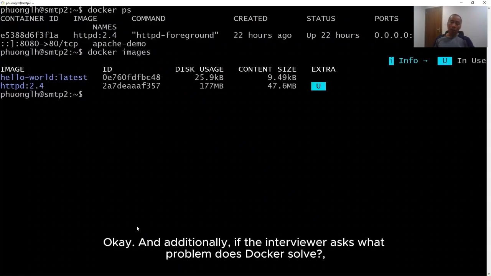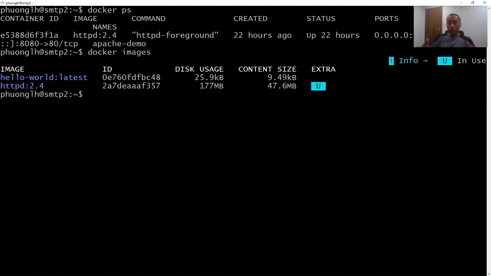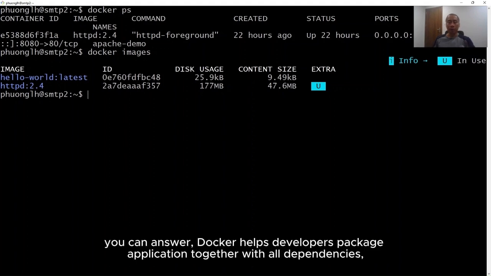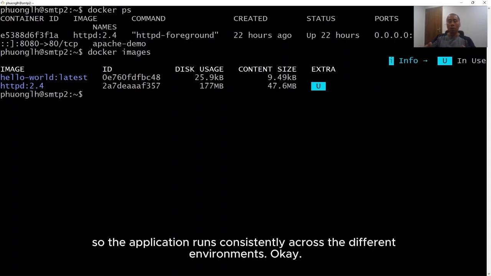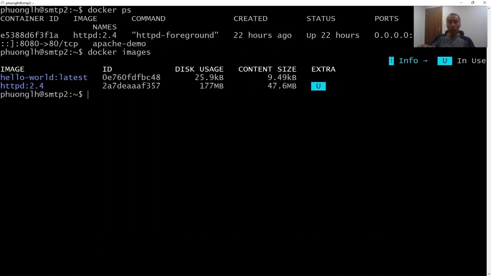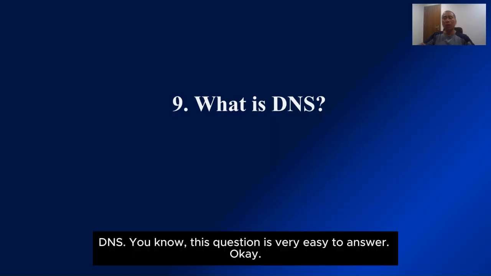Additionally, if the interviewer asks what problem Docker solves, you can answer: Docker helps developers package an application together with all its dependencies, so the application runs consistently across different environments. This question is very easy to answer.